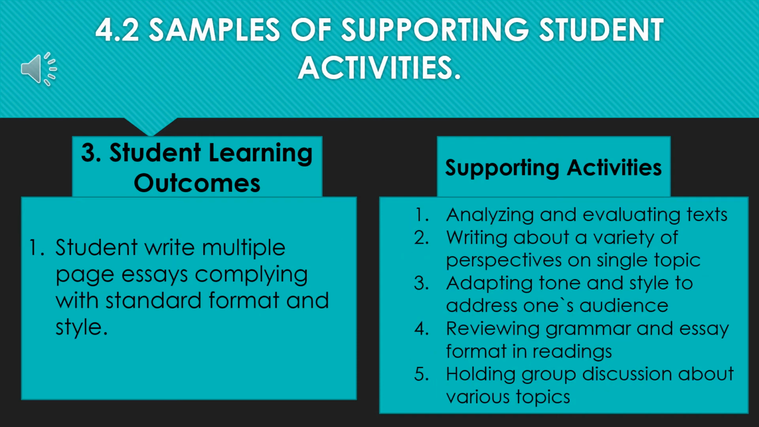For student learning outcome number 3, students write multiple page essays complying with standard format and style. Supporting student activities number 1 is analyzing and evaluating text. Number 2, writing about a variety of perspectives on a single topic. Number 3, adapting tone and style to address one's audience. Number 4, reviewing grammar and essay format and readings. Number 5, holding group discussion about various topics. So those are the 3 student learning outcomes with the samples of supporting student activities.